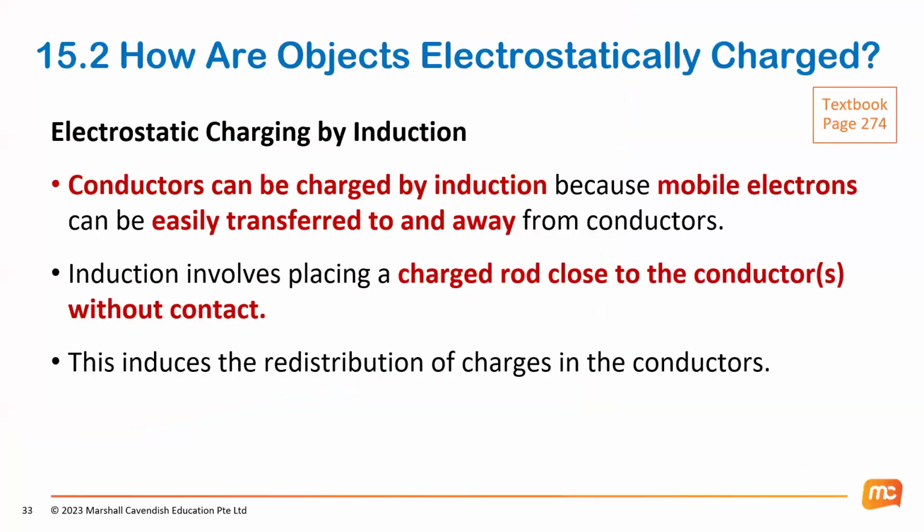In this second part of charging materials, we are going to talk about charging by induction, which is for conductors. Conductors cannot be charged by friction. They can only be charged by induction because the electrons can be easily transferred to and away from the conductor, unlike insulators. For insulators, once I transfer, the charges stay on my material, so one side will be positively charged, one side negatively charged. But for conductors, because the electrons can easily flow around, the charges don't stay on it. So you cannot do it by friction, you do it by induction.